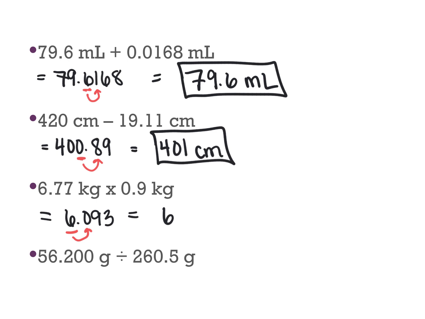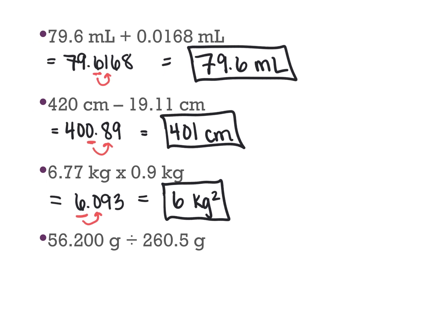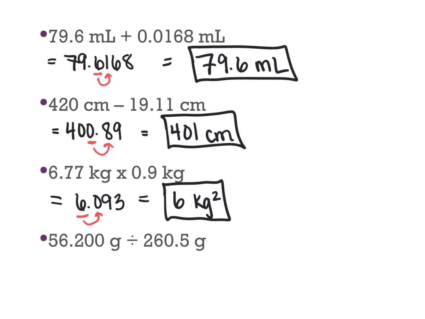What's a kilogram times a kilogram? Good. Kilogram squared. And then our last one, 56.200 divided by 260.5. What are we getting? 0.215738. That's good enough.